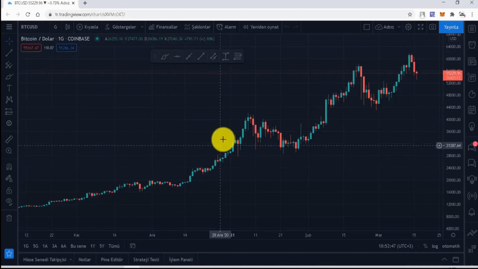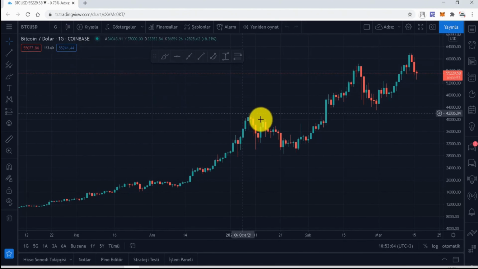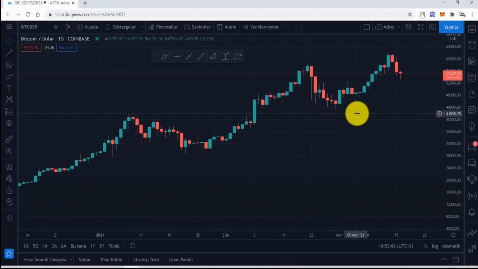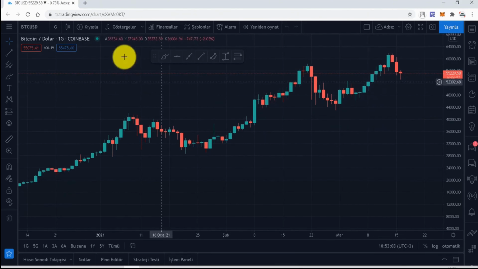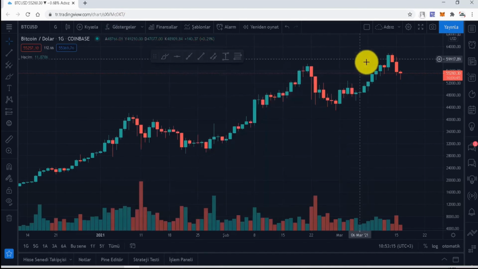Yes friends, in the continuation of our training series, in this lesson, I will talk about what volume is. Volume indicates the total trading in a market. So, the more a coin is traded, the more it shows us how much or how little it is being bought and sold. In the section shown here, I find the trading volume by writing vol. And here, I am adding the trading volume. The trading volume is shown below here.